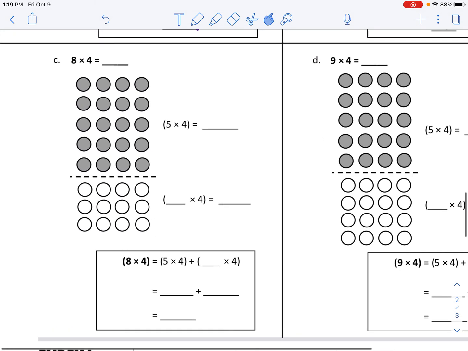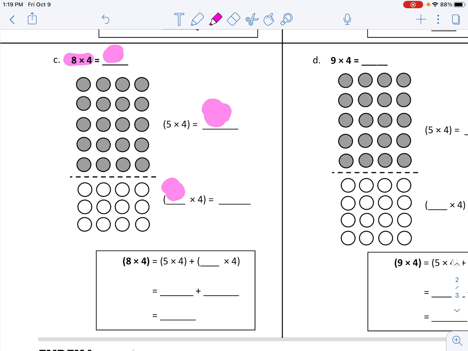All right, letter C, 8 times 4. Here's a spot for an answer, spots for answers, spots for answers. I'm going to highlight those in first. So I know I have to put answers in all of those pink circles. All right, at the top, I have 5 rows of 4. Been counting those. Count by 5s. 5, 10, 15, 20.